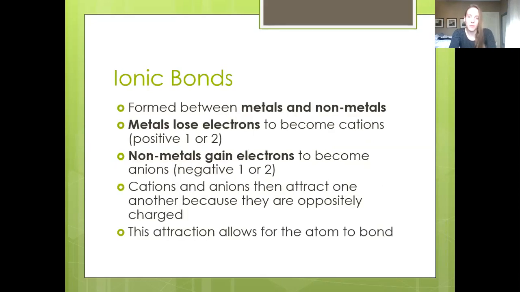Ionic bonds always form between metals and non-metals. The metals always lose electrons to become cations, so positive. And then the non-metals can gain electrons to become anions, so they will become negative. Remember, electrons are negatively charged, so when you gain an electron, you gain that negative charge. And then the positive cation and negative anion will attract one another just because they're oppositely charged, just like opposite ends of a magnet. And that's what that bond is. An ionic bond is just attraction between oppositely charged ions.